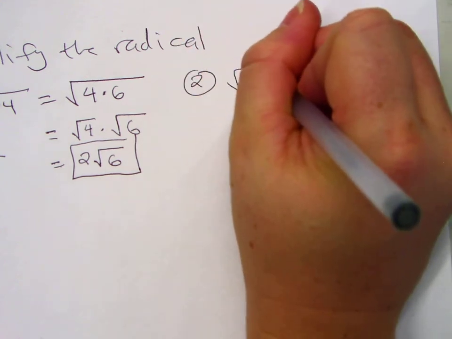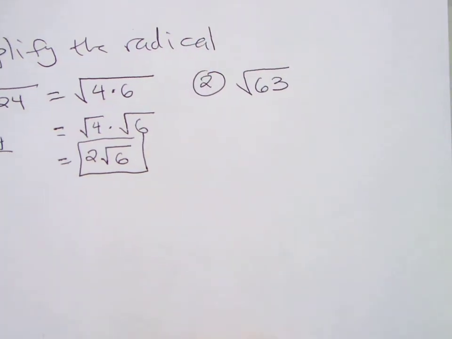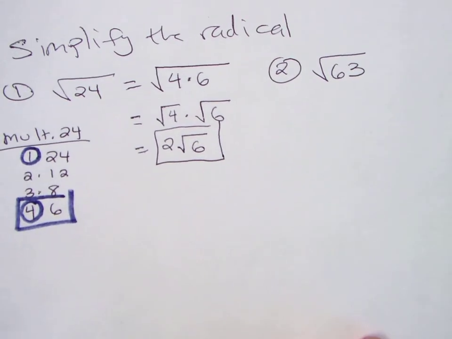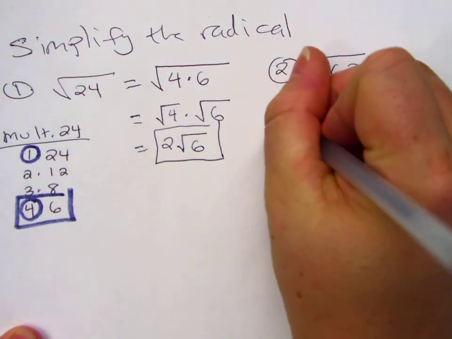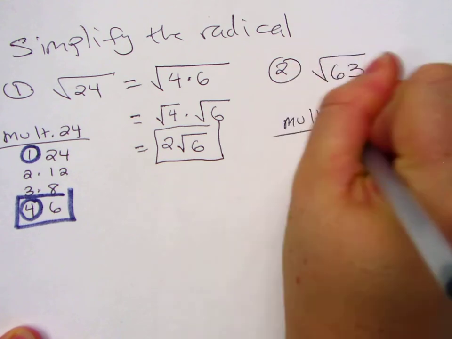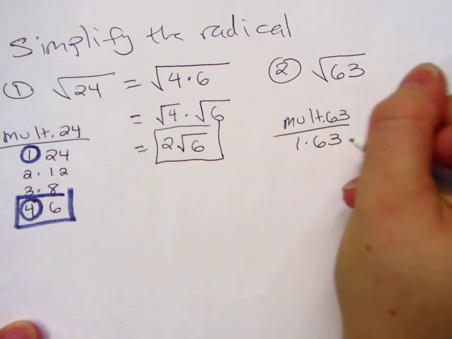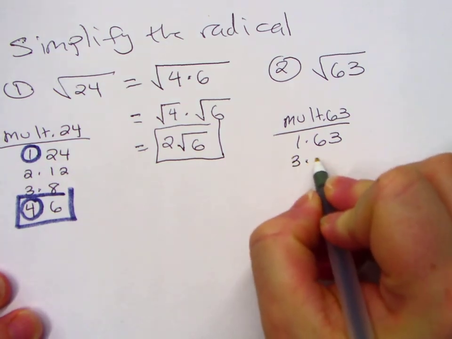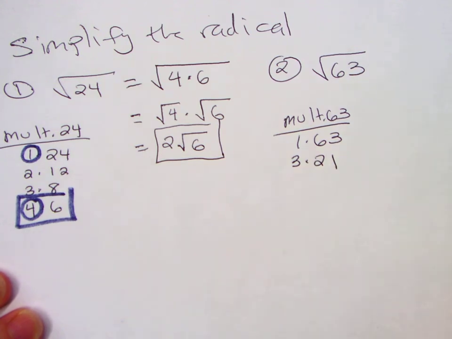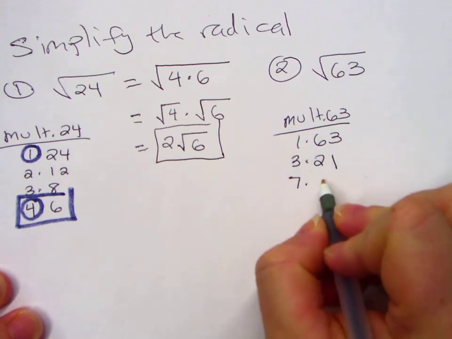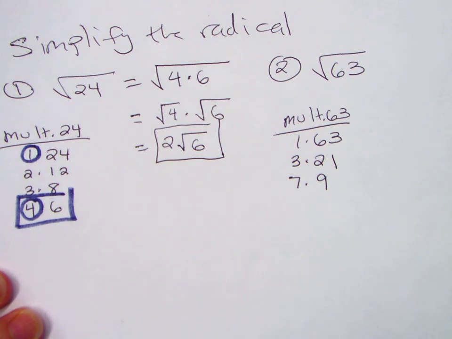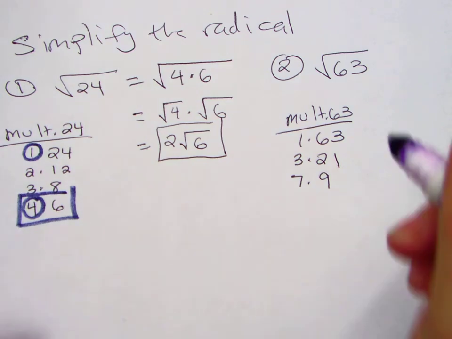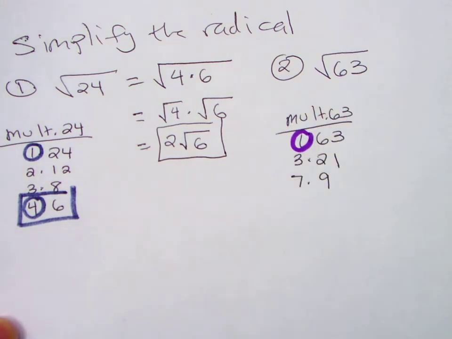Radical 63. So, first step, write down all the numbers that multiply to 63. 1 times 63. Does 2 go into 63? No. 3? Yeah. 3 times 21. 4, 5, 6, 7 times 9. 8, 9. That's it. All right, so circle our perfect squares. We have 1 and 9.